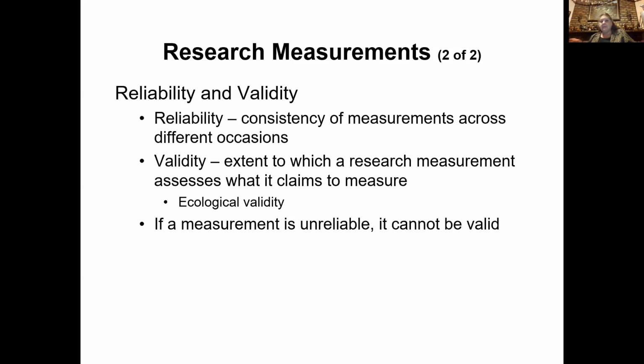It is a consistent measurement because I'm probably going to get the 9 inches every time, but it is not valid. I am not measuring the right thing by using that ruler. If a measurement is unreliable, it cannot be valid. If I'm trying to measure something and it is measuring something different every time, or my ruler lines were changing every time, that would not be reliable. So if something is not reliable, it also cannot be valid.